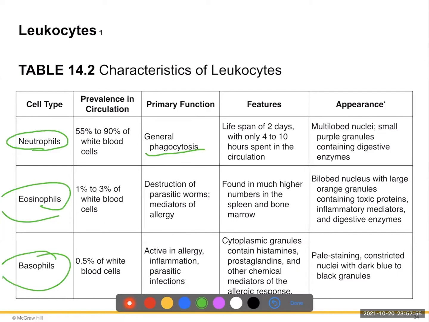And the basophils, making up about 0.5% of the white blood cells. Okay, these are what's active in your allergies, inflammation, parasitic reactions. These cytoplasmic granules contain histamine and prostaglandins. That's your histamine response from allergy. Okay. They're pale staining, with constricted nuclei and dark blue-black granules.